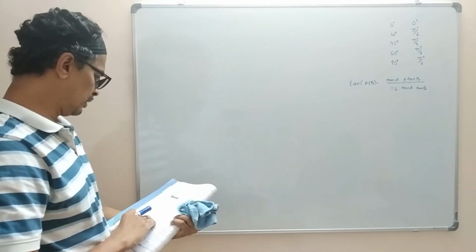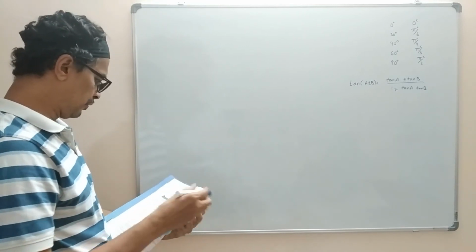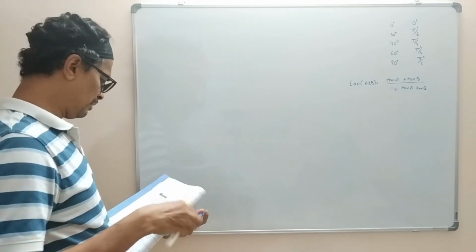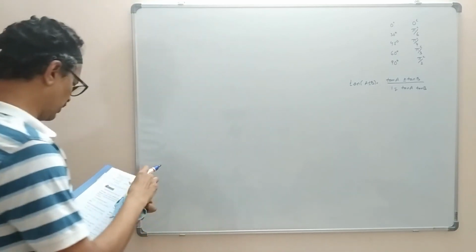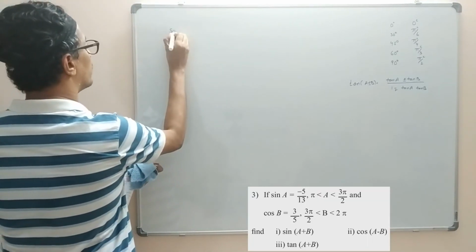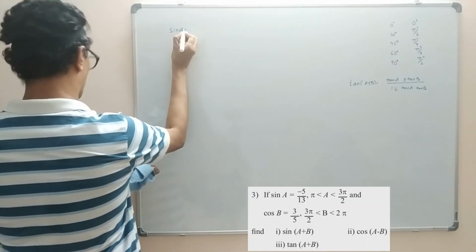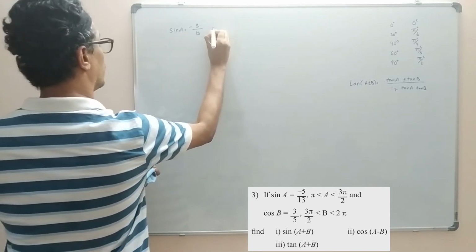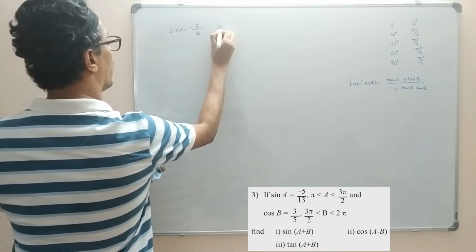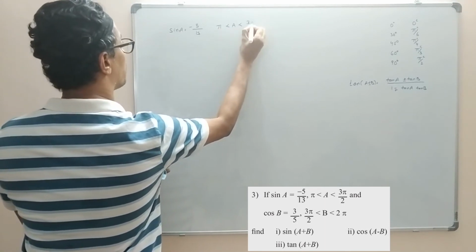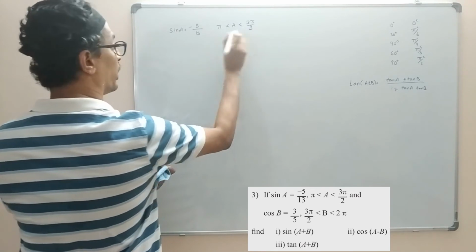Okay, let us do the third problem. I'm not going to do it fully, but this is simpler. We don't have to really do it. So the third problem is: if sine A equal to minus 5 by 13 and A lies between pi and 3 pi by 2. You know why it is given.